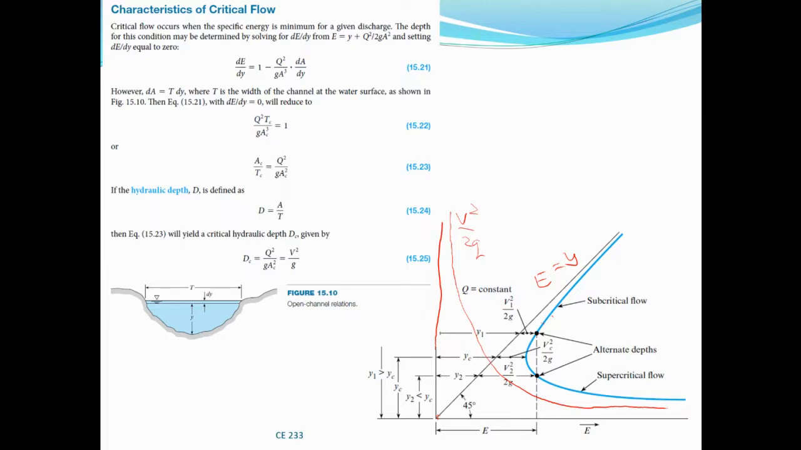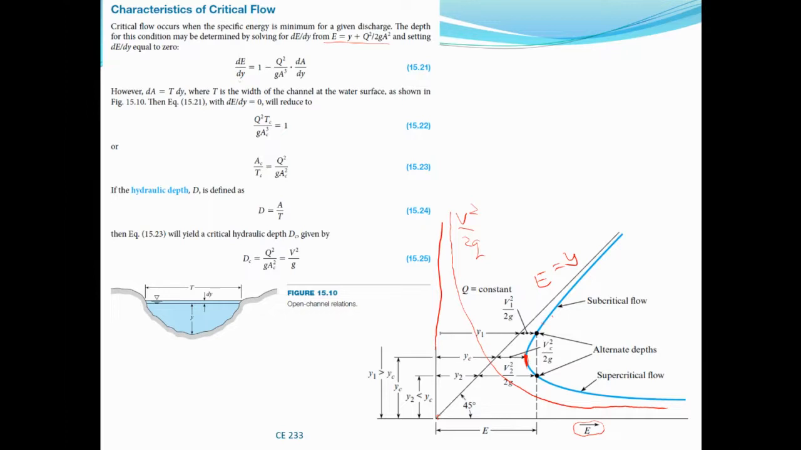A critical flow occurs when the specific energy is minimum for a given discharge. The specific energy is minimum at this point, because this is the axis for specific energy. When it is minimum, you have critical flow occurring. And when it is minimum, we can find some relationship. What is the depth when it is minimum? This is the specific energy equation. We can differentiate it with respect to y and equate it to 0, because if it is minimum, dE dy will be 0. The slope is going to be 0 in that case.